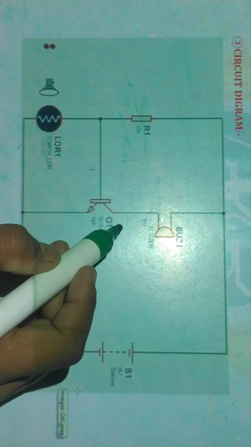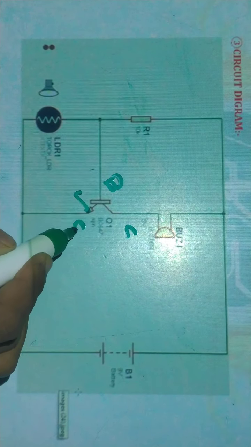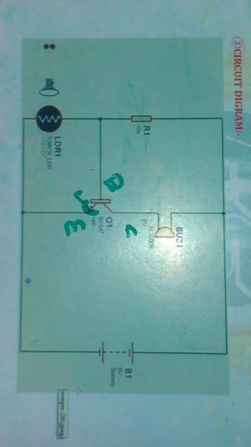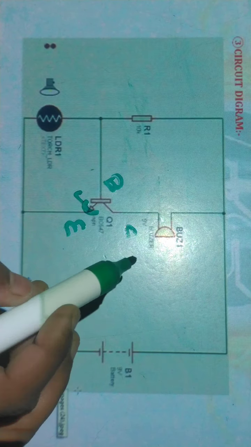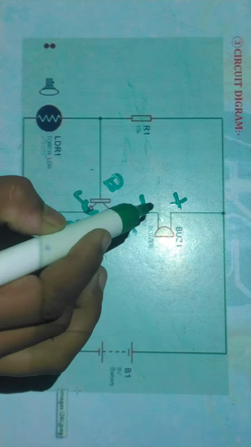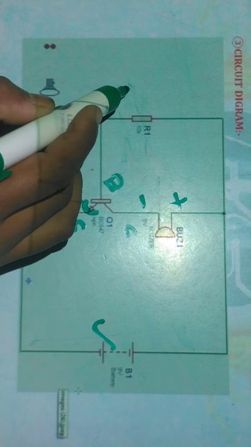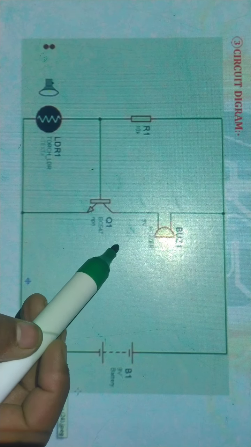So this is the circuit diagram. This is the BC547 transistor. This one is the collector, this one is the base, and this one is the emitter, because this one is the arrow, the symbol of the emitter. This is the buzzer. This is the negative terminal of the buzzer, and this is the positive terminal. This one is the battery, the resistance of 10k ohm, and this is the LDR. These are the components. So let's see how it is arranged.